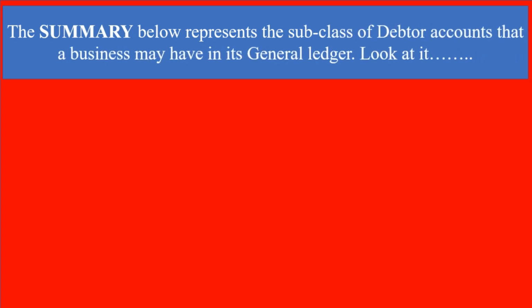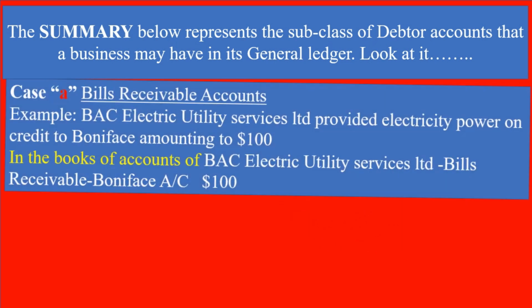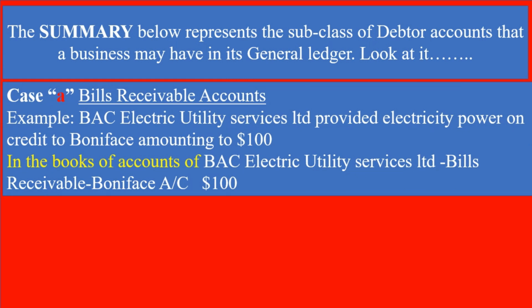Now, the summary below represents the subclass of debtor accounts that a business may have in its general ledger. So look at this. Case A, the one we are looking at, is bills receivable accounts. Now, the following example will demonstrate how this recording in the books of accounts is done.